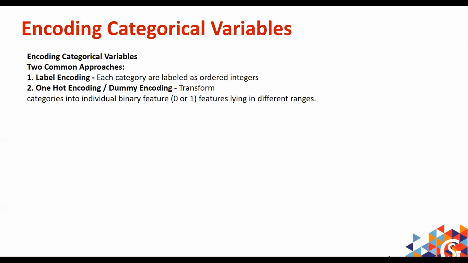The other encoding, as I already discussed, is where each category is labeled as an ordered integer 1, 2, 3. If you want to give priority, say my model should give more priority to the red color, then the green color, then the blue color, then very well you can go with 1, 2, 3. That kind of encoding is called label encoding.